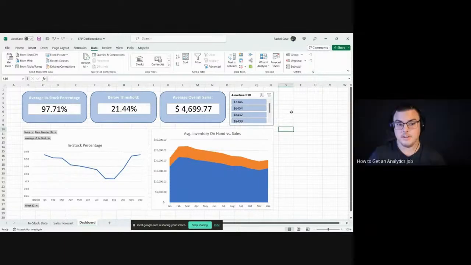Right. But I think you've done a really good job of showing that you understand the business game that's being played. Finding that high-level KPI of 21% below the threshold is a really key insight. So really, really good job there.